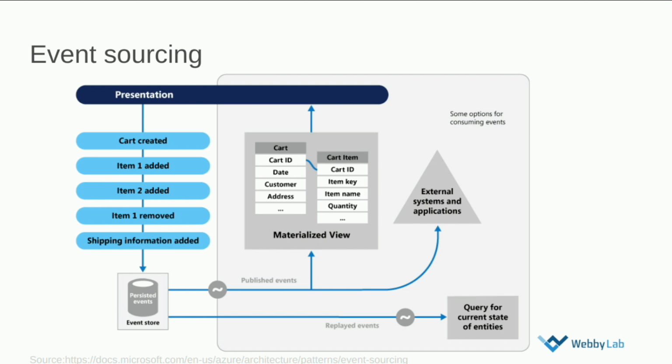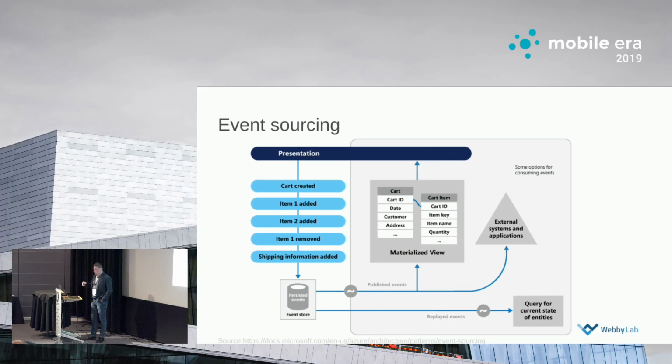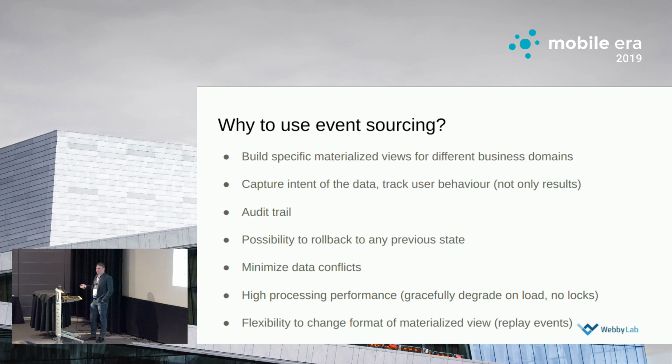And moreover, we can use this event store for different purposes, and other systems can use this event store. So what are the benefits of such architecture? First of all, we can have different domain-specific materialized views. Here we have a shopping cart, but we can use the same events for analytics, for example. Moreover, we capture not only the result, but the intent of the user.